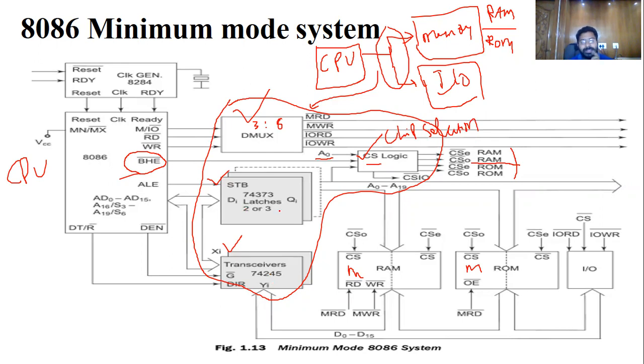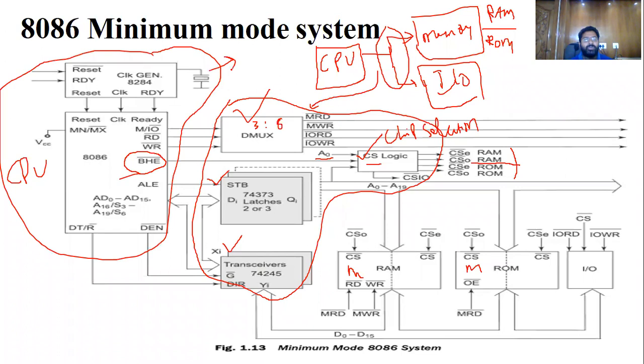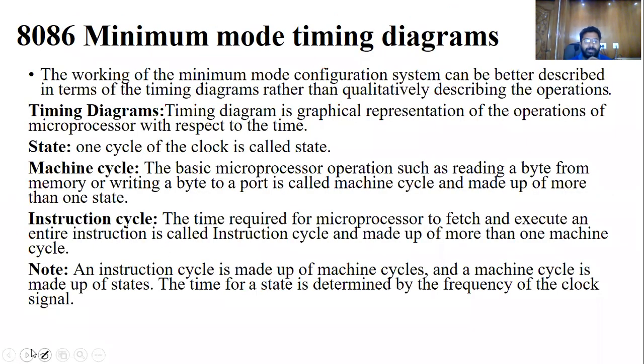How many latches do we require? We require eight different latches. Then you require some transceivers to connect the CPU to the input output devices. So this is a minimum mode diagram. Similarly, maximum mode is also almost the same. This is our CPU. For the CPU, this is the clock, a quartz crystal oscillator. The clock is supplied from outside of the device. This is the clock, quartz crystal oscillator.